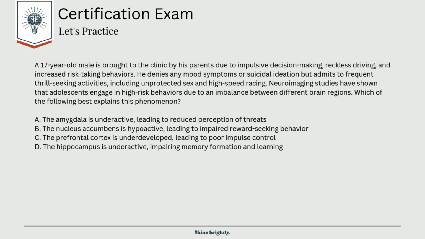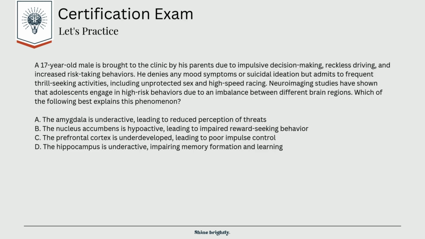Option A: the amygdala is underactive, leading to reduced perception of threats. Option B: the nucleus accumbens is hypoactive, leading to impaired reward seeking behavior. Option C: the prefrontal cortex is underdeveloped, leading to poor impulse control. Or D: the hippocampus is underactive, impairing memory formation and learning.